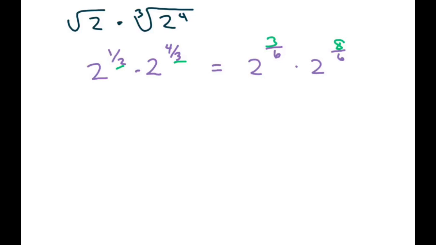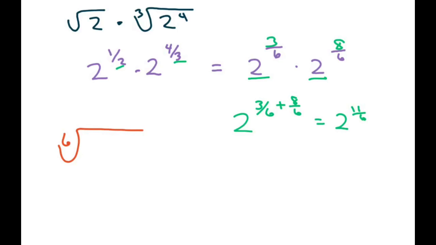Now that I have the same base, I can add these using my properties of exponents. This is your product rule. And this is 2 to the 11/6. So my base is 6. And I'm going to write something out. This is not the final answer, but if I wrote this out, this would be 6th root of 2 to the 11th. And that means there's 11 2s.